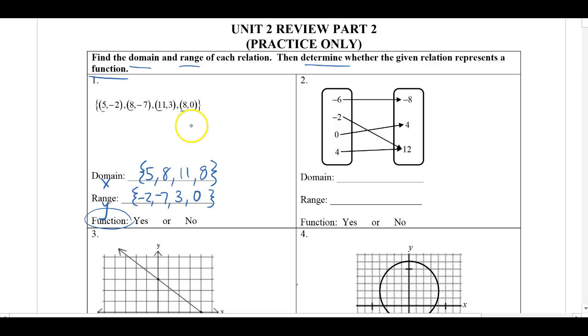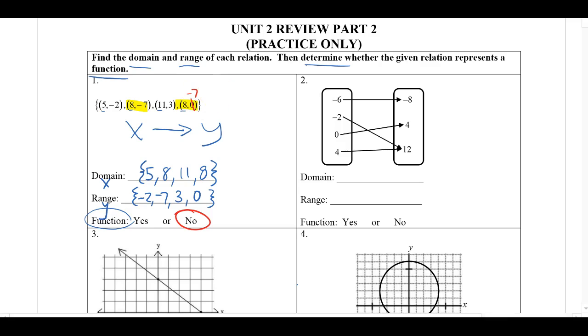Is this a function? It's a function if every input, or every x, has only one output, or only one y. So 5 only has -2, 8 has -7, and if I go over here, 8 also has 0. So 8 actually has two different outputs. That's not okay, so this is not a function. It would be a function if that 0, let's say, was -7 again. As long as 8 has the same output every time, you're okay.